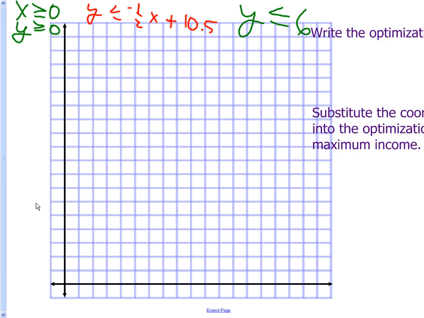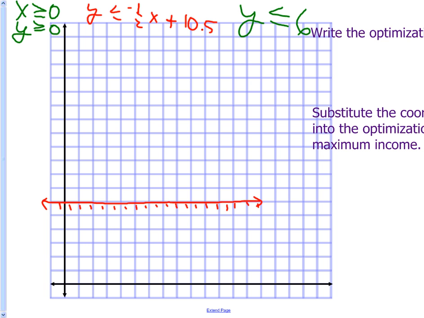Okay, so we've got our equations. We're going to graph them. I'm going to give you some graph paper and get you going on that right now. I just like to shade a little bit in the direction that I'm going to be going because it said less than or equal to 6.